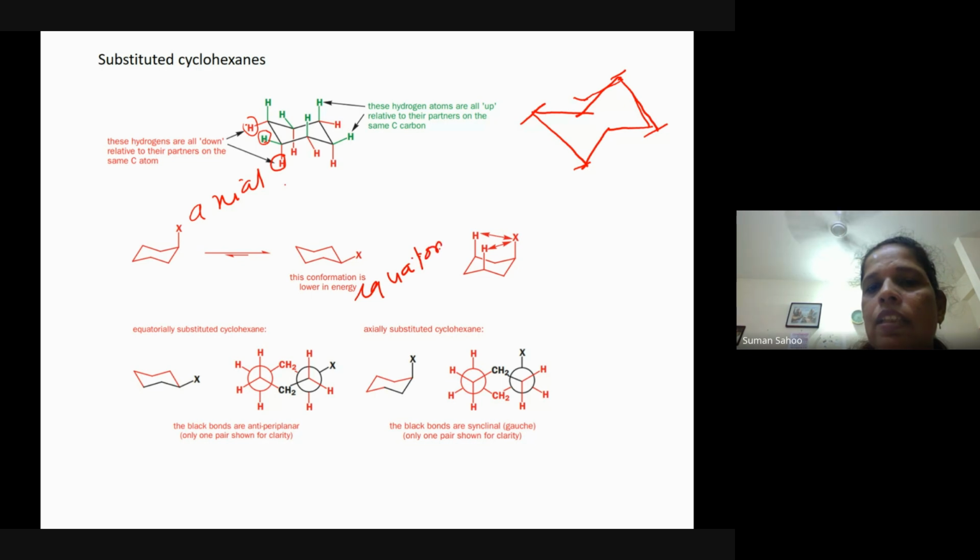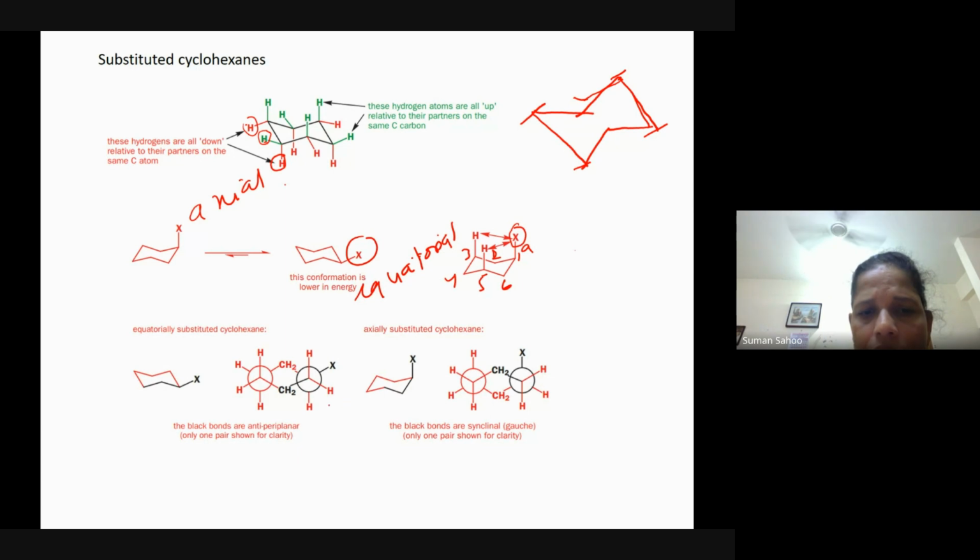And you will see that any substituent group when it is present in the equatorial position is lower in energy, or more stable. The reason is that when the substituent is present in the axial position, it has a 1,3 interaction with these hydrogens. If the positions here are numbered 1, 2, 3, 4, 5, 6, this hydrogen is up, that is an axial hydrogen. This hydrogen is up, so an axial hydrogen. So you have a diaxial interaction here, so that would be less stable.